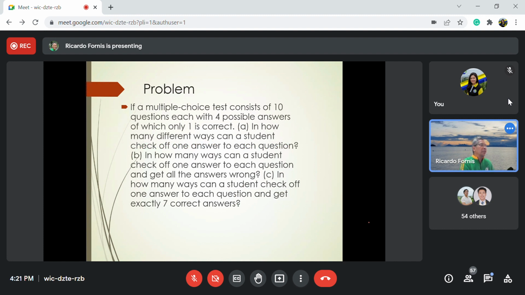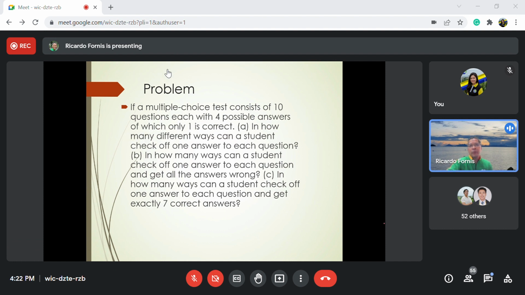Okay, what about this problem? If a multiple choice test consists of 10 questions each with 4 possible answers, only one is correct. How many different ways can a student check off one answer to each question?